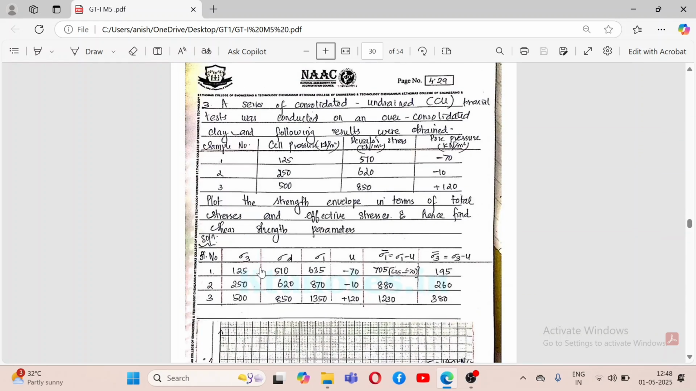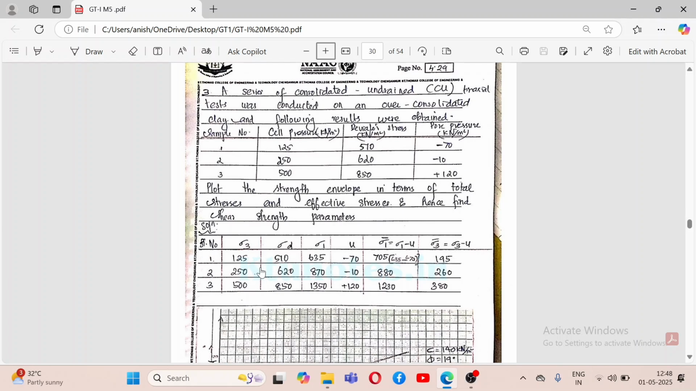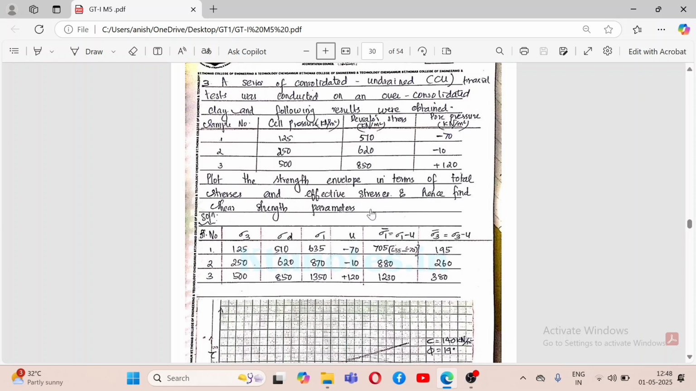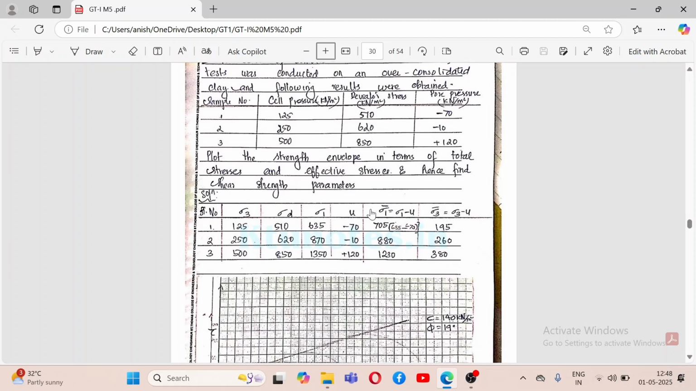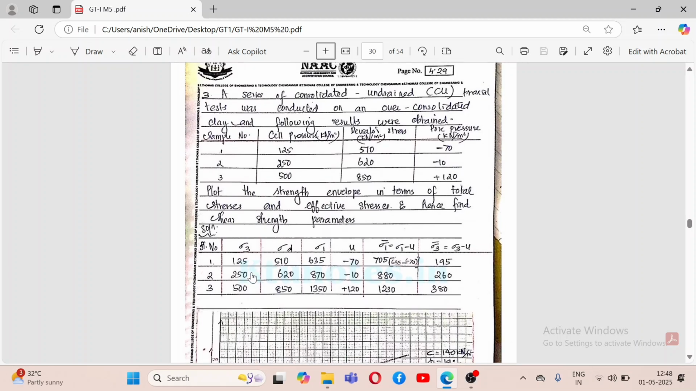A series of consolidated undrained CU triaxial tests was conducted on an over consolidated clay and the following results were obtained. There are 3 samples. Cell pressure is given, deviator stress is given, pore water pressure is given. Plot the strength envelope in terms of total stresses and effective stresses. You have to plot the graph for both total stress and effective stress. So you have sigma 3 as 125, the cell pressure, and deviator stress sigma d here, and then sigma 1. What is sigma 1? Sigma 1 is the major principal stress, right? That is sigma 3 plus sigma d.